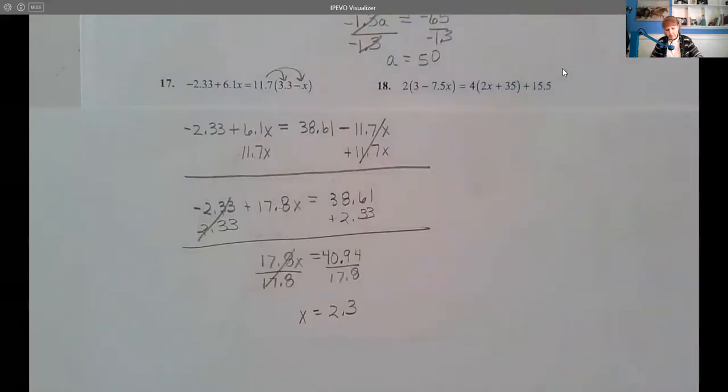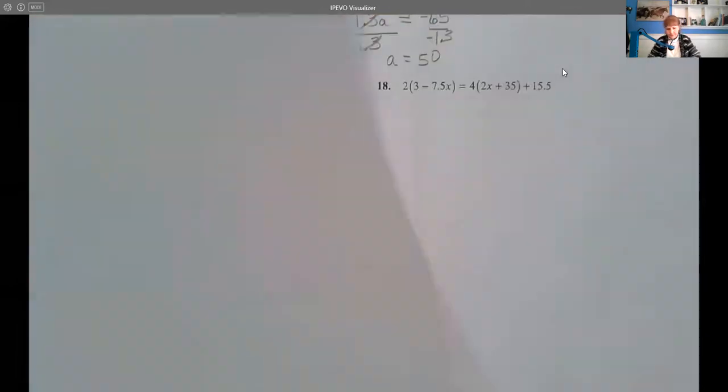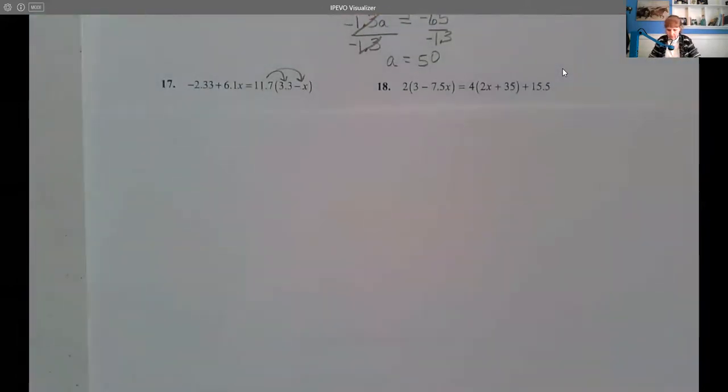All right, grand finale for this section, number 18. Okay, got a bunch of stuff to do here. So again, we're going to concentrate on the left side of the equation, then we'll go to the right and see what we can do. And then once we've simplified the left and we've simplified the right, we'll start to move stuff. Get the x's on one side and get the x by itself.